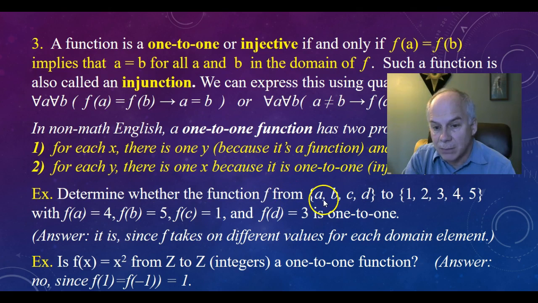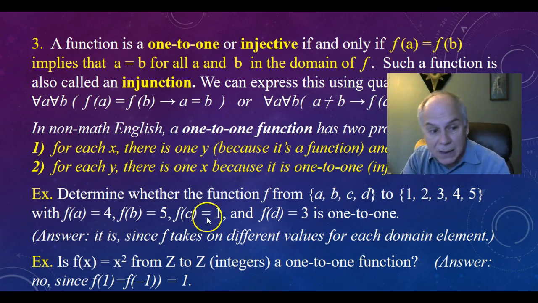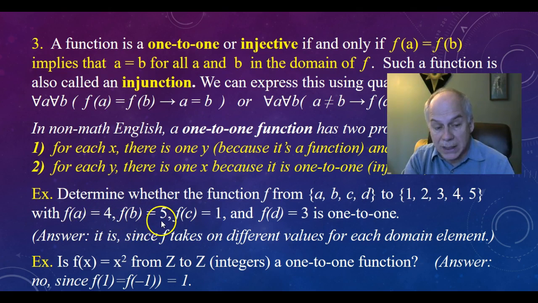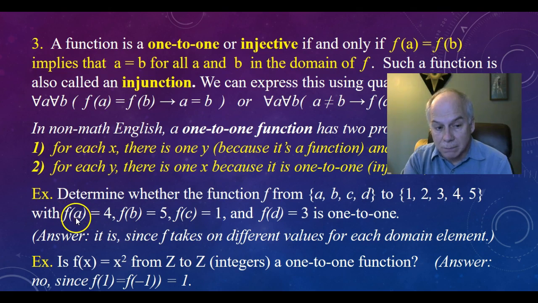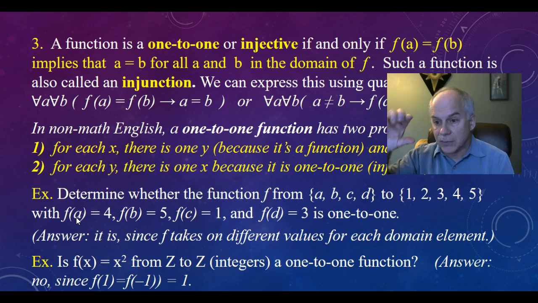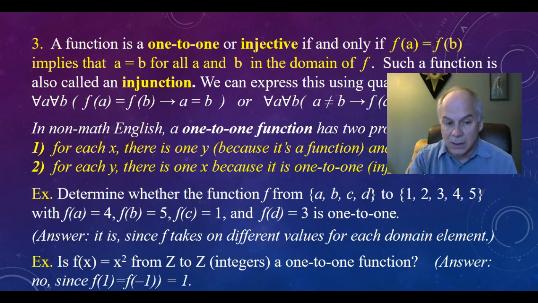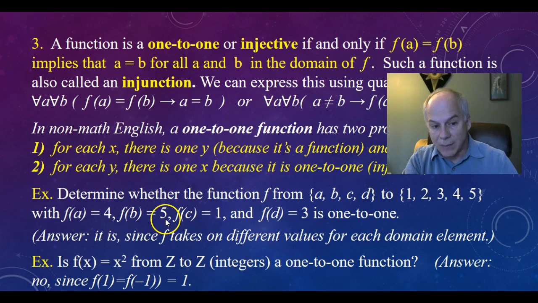Determine whether the function f from a, b, c, d, so that's your domain, to 1, 2, 3, 4, 5, so that's your codomain, with f of a giving you 4, f of b giving you 5, f of c giving you 1, and f of d giving you 3, is one-to-one. Is that one-to-one? Answer, it is, since f takes on different y values for each domain element. So you don't ever have two x's giving you the same y value. The y value of 4 only comes from A. The y value of 5 only comes from B. The y value of 1 only comes from C, and the y value of 3 only comes from D.